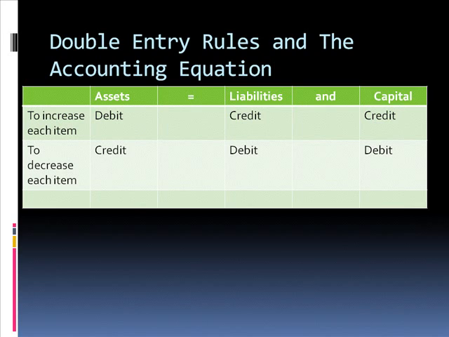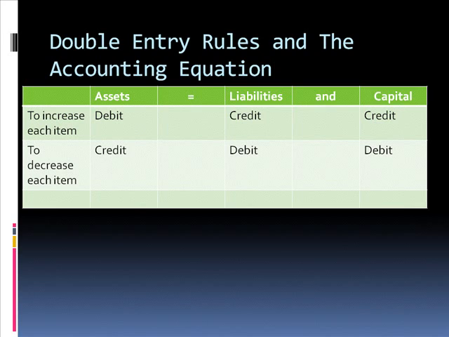So when assets increase, you debit. When liabilities increase, you credit. And when capital increases, you credit. What is it saying? Basically, when assets decrease, you credit. When liabilities decrease, you make a debit entry. When capital decreases, you make a debit entry. So therefore, there are opposites in relation to assets and liabilities and capital. The entries for assets are totally different from those for liabilities and capital.